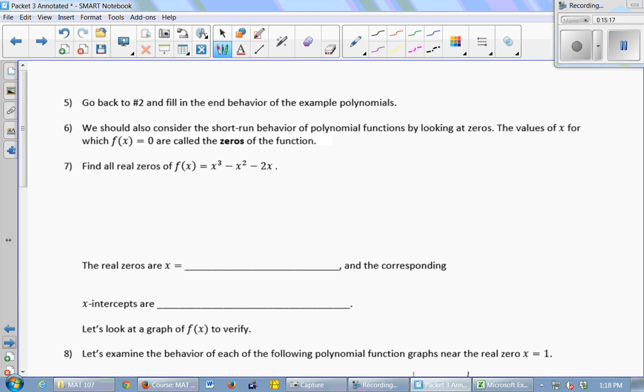What happens in between? Okay, so one important thing that can happen before the long run behavior happens is that we could have zeros, right, which are x-intercepts. So the values of x for which f of x equals 0 are called zeros. So if I want to find the zeros of a function, I just set it equal to 0 and solve it. Okay. Any ideas on an approach we could take to solve this equation?